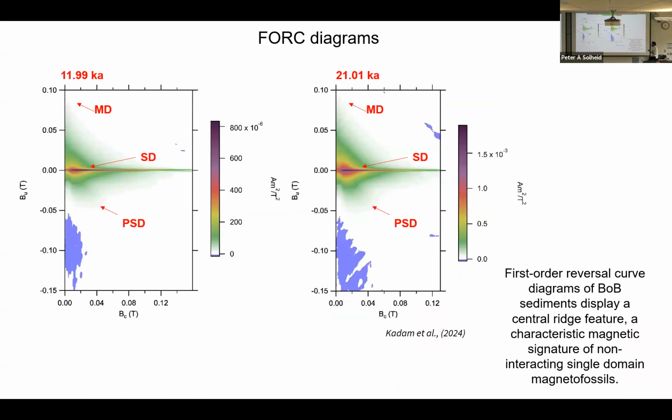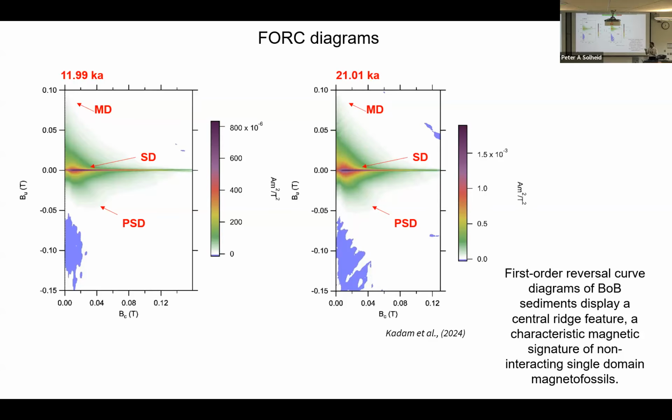So again, we did FORC analysis for diagrams on selected sample intervals, and these show a dominant presence of a central ridge that gives an indication of non-interacting single domain particles. On top of that, we have signatures of detrital minerals through the pseudo single domain or multi-domain signatures in the FORC diagram.